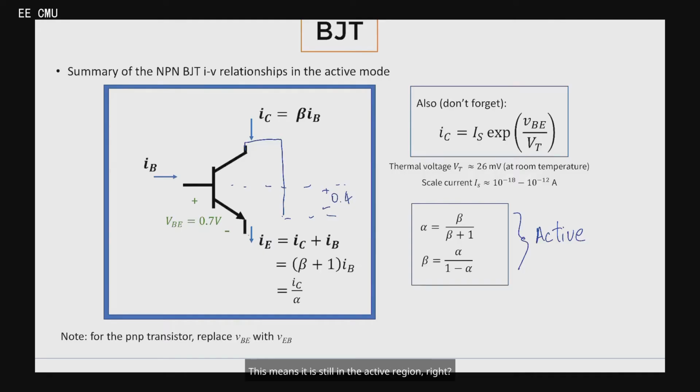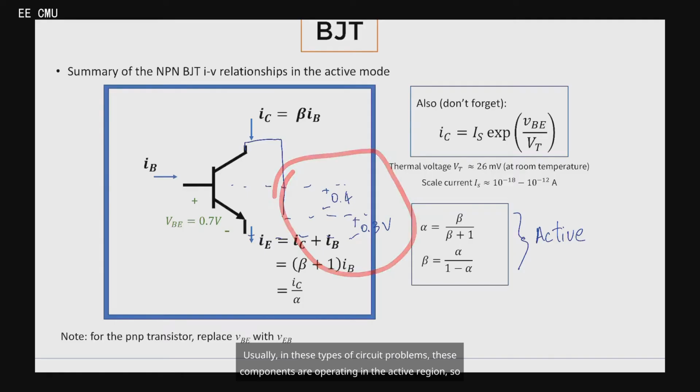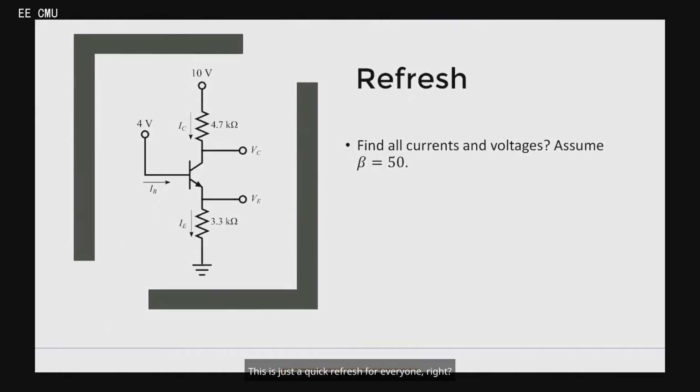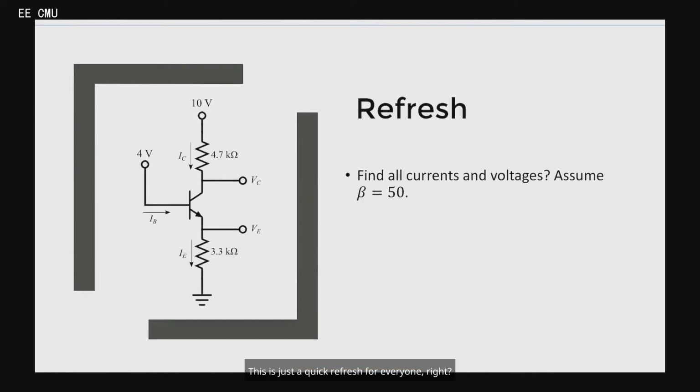What does that mean? It means that the VCE here has a value equal to 0.4. We are looking at 3 volts. This voltage level is still considered to be well within the active region, okay? Usually, in these types of circuit problems, these components are operating in the active region, so please don't forget that. This is just a quick refresh for everyone, right? It really shouldn't be difficult to grasp, right?